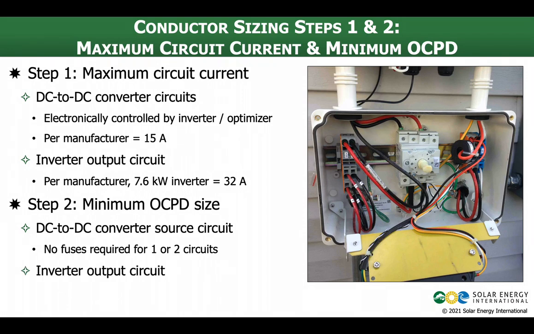On the AC side, the inverter output circuit, 32 amps times 1.25. That's our required multiplier for the minimum OCPD size, results in a 40 amp overcurrent protection device on the output, and that is a standard size. And again, as we said earlier, we're always going to use the minimum calculated size, not the manufacturer's maximum, unless there's a really good reason.